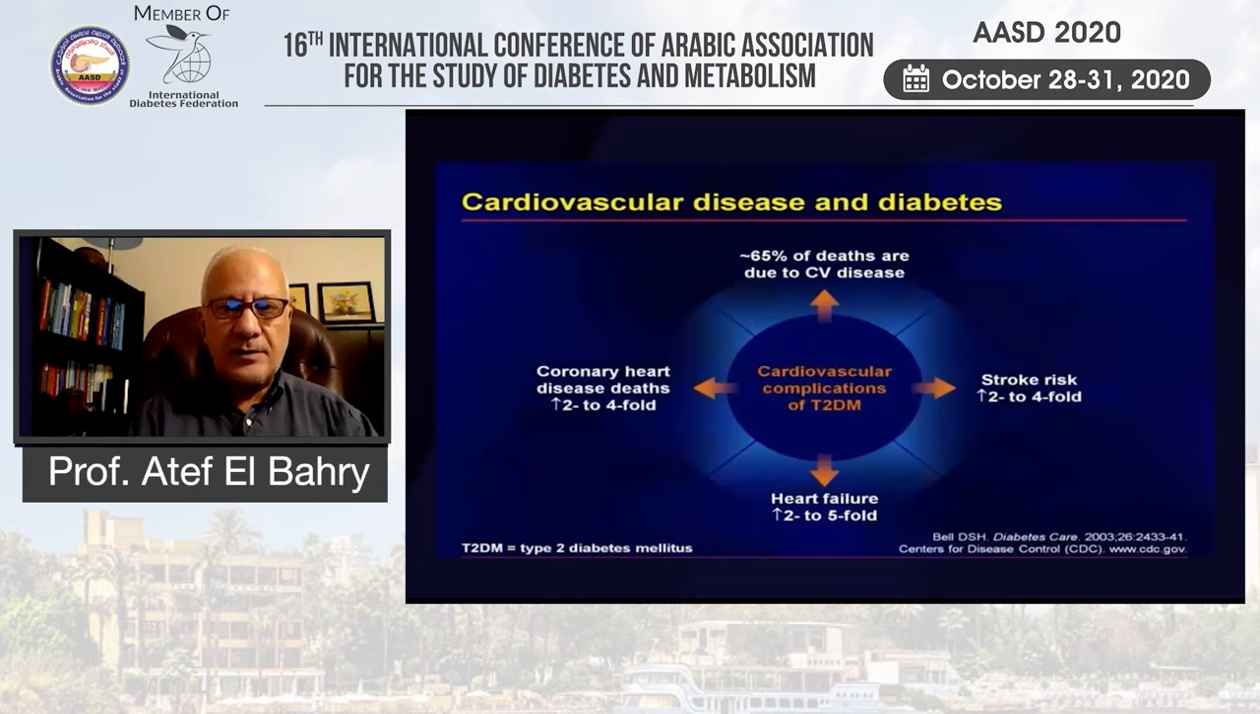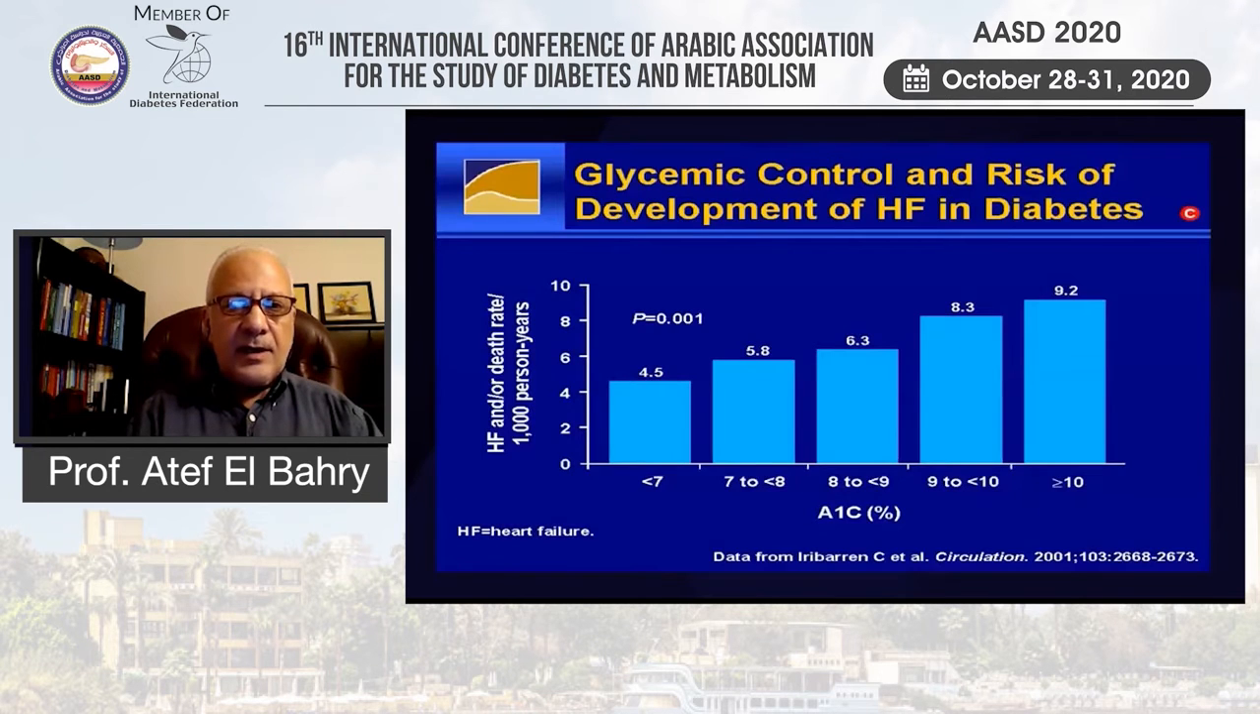to cardiovascular disease. Coronary heart disease deaths increase 2 to 4-fold. Stroke risk is increased by 2 to 4-fold, and heart failure is increased 2 to 5-fold in diabetic patients. As HbA1c increases by 1%, we can see here that the risk of developing heart failure in diabetes increases with poorer glycemic control.